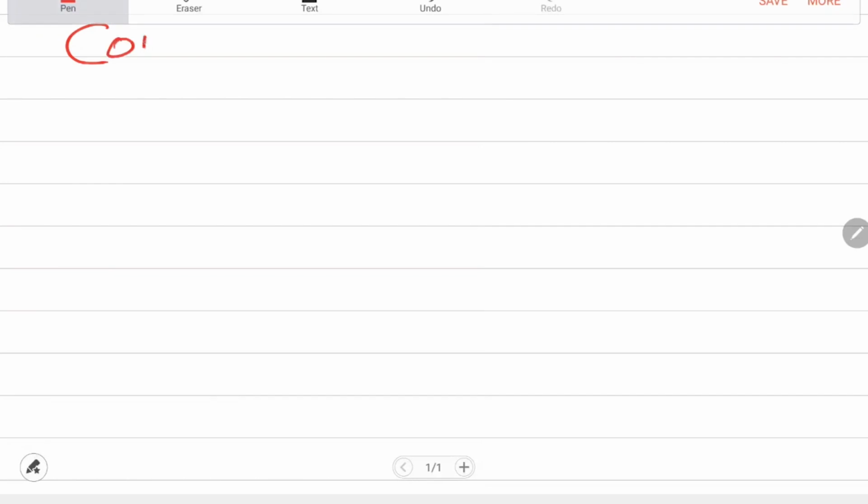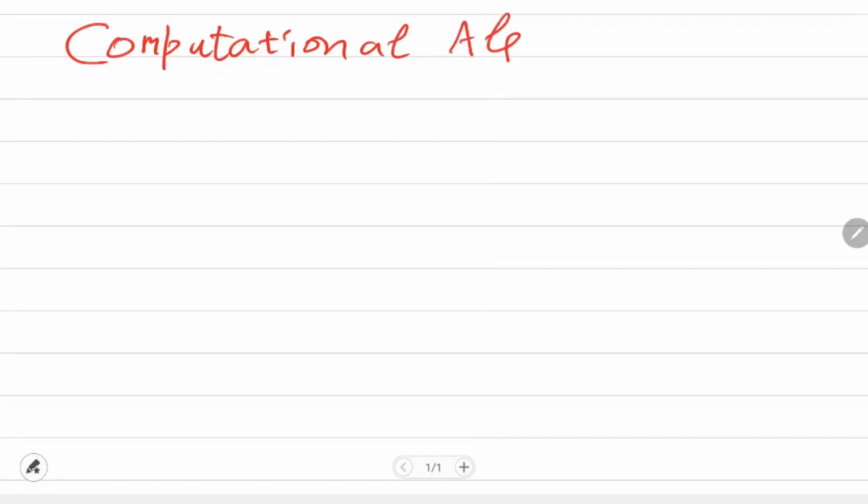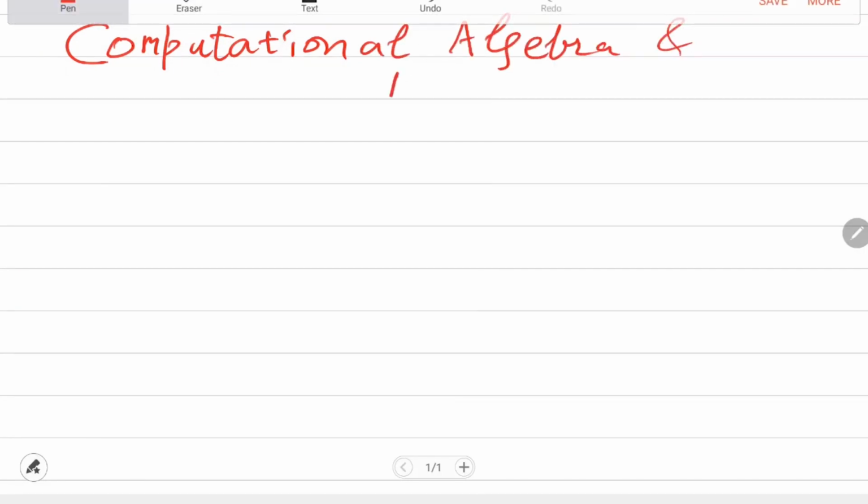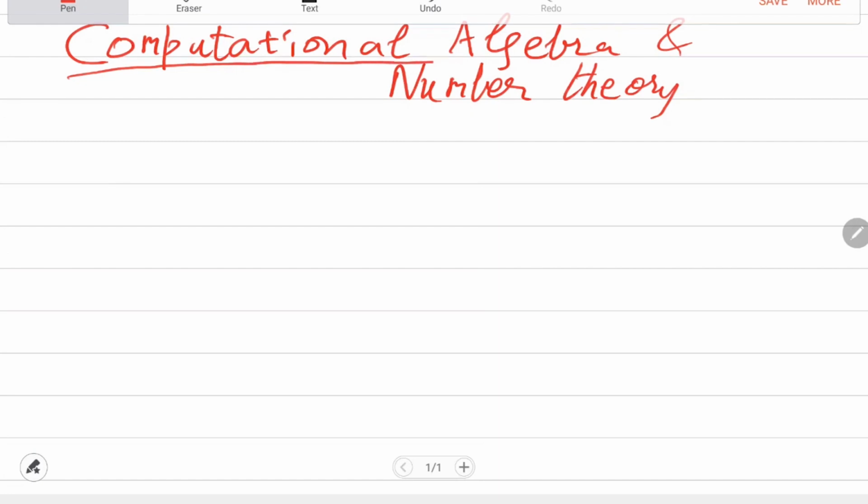Okay, so we'll study computational algebra and number theory. So basically, the background that you need is you should know a bit of algebra, but we will not work in pure algebra. So we will work with algebraic problems, and we want to solve them only algorithmically. Okay, so questions will be in algebra, but ultimately we want algorithms.